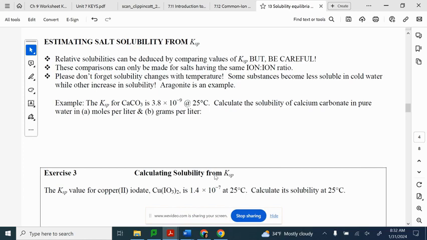Relative solubilities can be deduced by comparing the values of KSP, but you have to be careful. These comparisons can only be made for salts having the same ion-ion ratio.